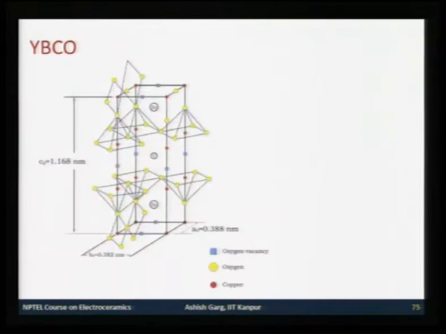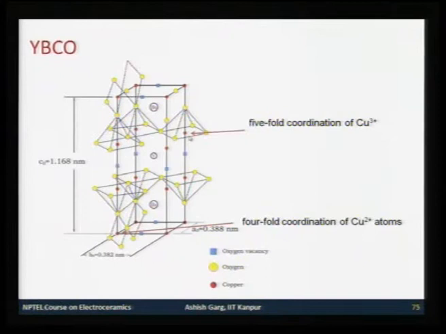So what you have here is essentially 5-fold coordination of copper 3+ atoms along these rows, and within the plane you have this 4-fold coordination of copper 2+ atoms. So this gives rise to anisotropic behavior in terms of conductivity of these materials. And so this is one primer on the structure of these materials. A similar kind of tuning can be done in other superconducting oxides to give rise to a variety of structures that we have seen.